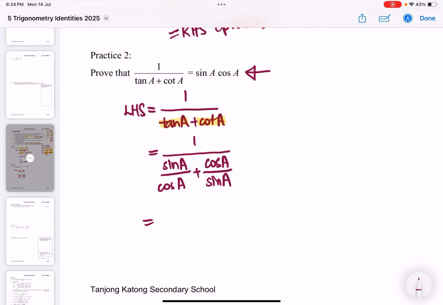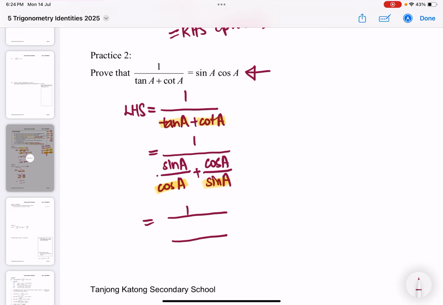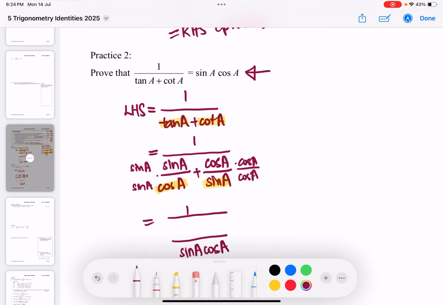In order to simplify it, I'm going to combine the two fractions in the denominator to a single fraction. Okay, so how do we do that? Currently, the denominator here is cosine and the denominator here is sine. So I'm going to make the denominators the same by multiplying sine A here and cosine A here. Which means my denominator now would be sine A cosine A. Then my numerator from here is sine square. And from here, I have cosine square.